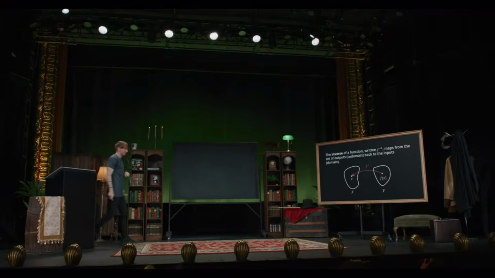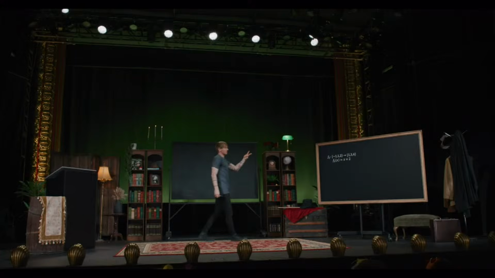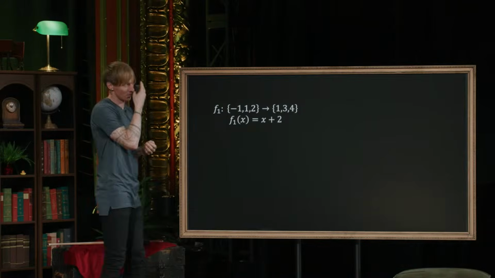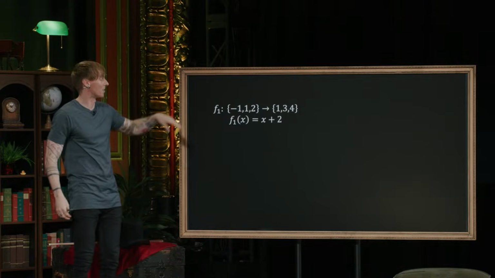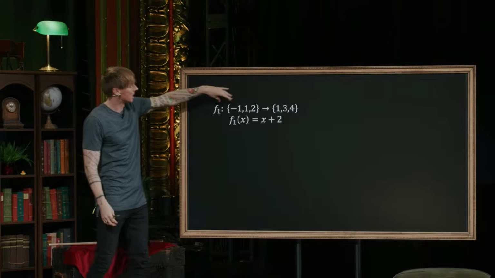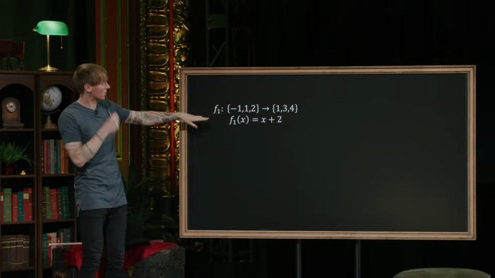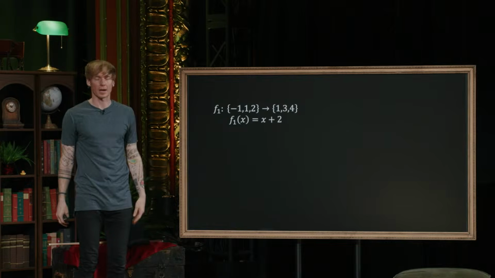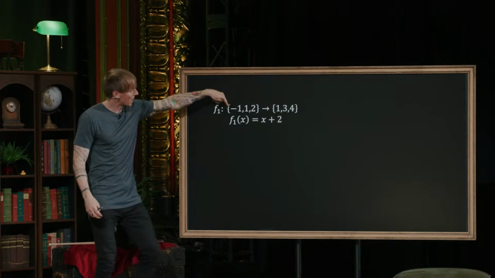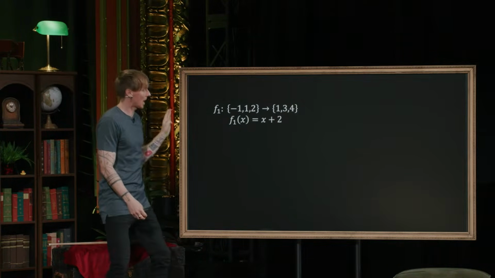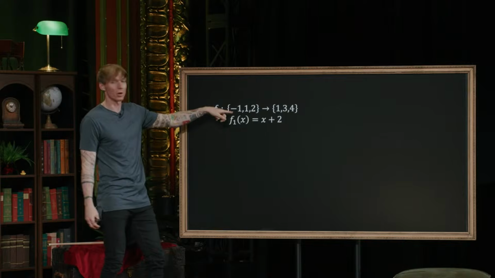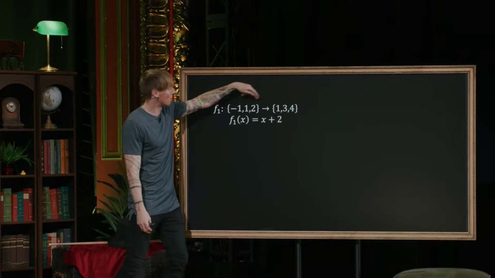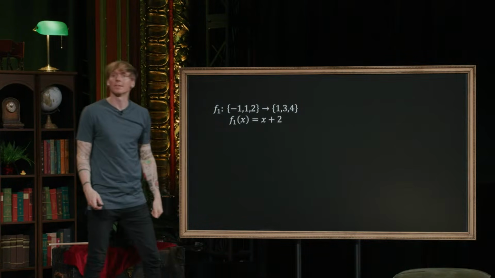So here is a function. It's actually the one we were just looking at. However, what I've done here is changed the domain. So we have the function plus 2. So we know this has a well-defined inverse. It's just subtract 2. But now we've got minus 1, 1, and 2. Add 2 to all of those numbers. Minus 1 plus 2 gives us 1. 1 plus 2 gives us 3. 2 plus 2 gives us 4.